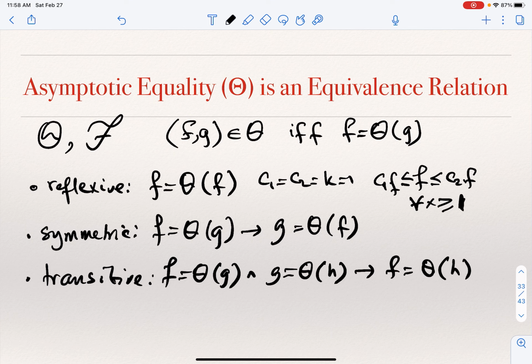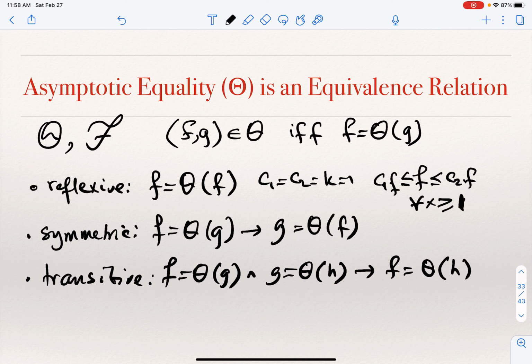This shows us that if, for example, we think about all the integers and the binary relation that two integers are equivalent if they are equal mod 7, that partitions the set of all integers into 7 equivalence classes. The same thing here, this equivalence relation of the asymptotic equality big theta partitions the space of all functions such that every equivalence class is the set of all functions that are theta of each other.